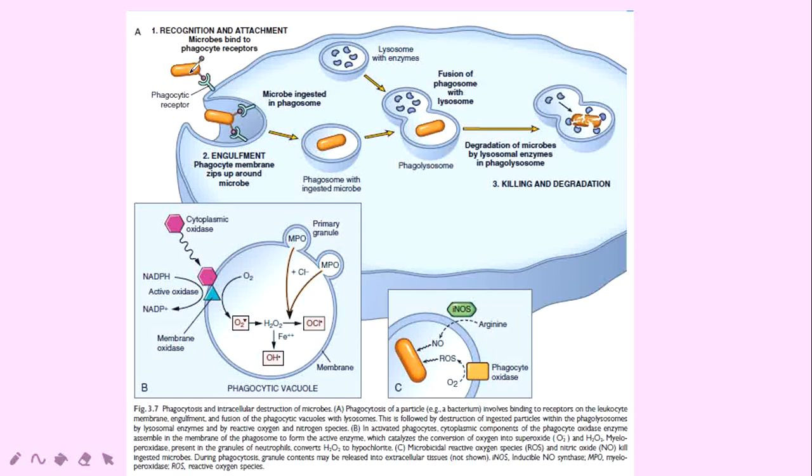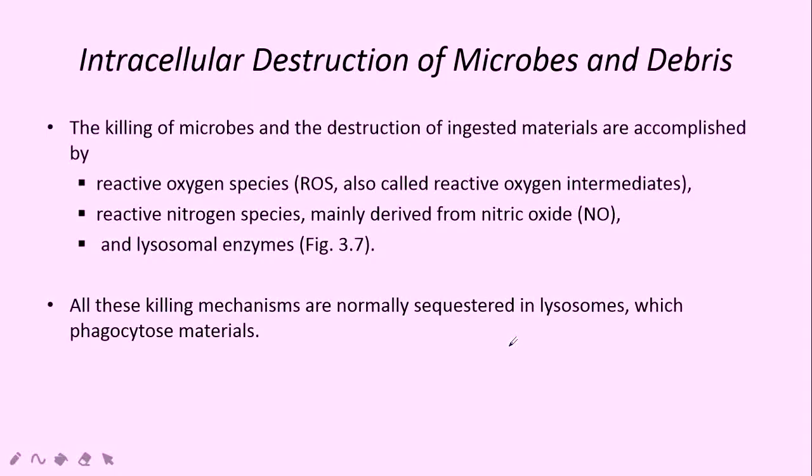What happens when the microbe binds to the receptor on the phagocytic cell? This leads to the formation of pseudopods and a small cytosolic vacuole known as the phagosome, which ultimately fuses with the lysosome. The lysosome releases its contents, resulting in formation of the phagolysosome, and ultimately killing and degradation of the microbe occurs. This process is facilitated by reactive oxygen species as well as nitrogen species. We will study them in detail in the next slides.